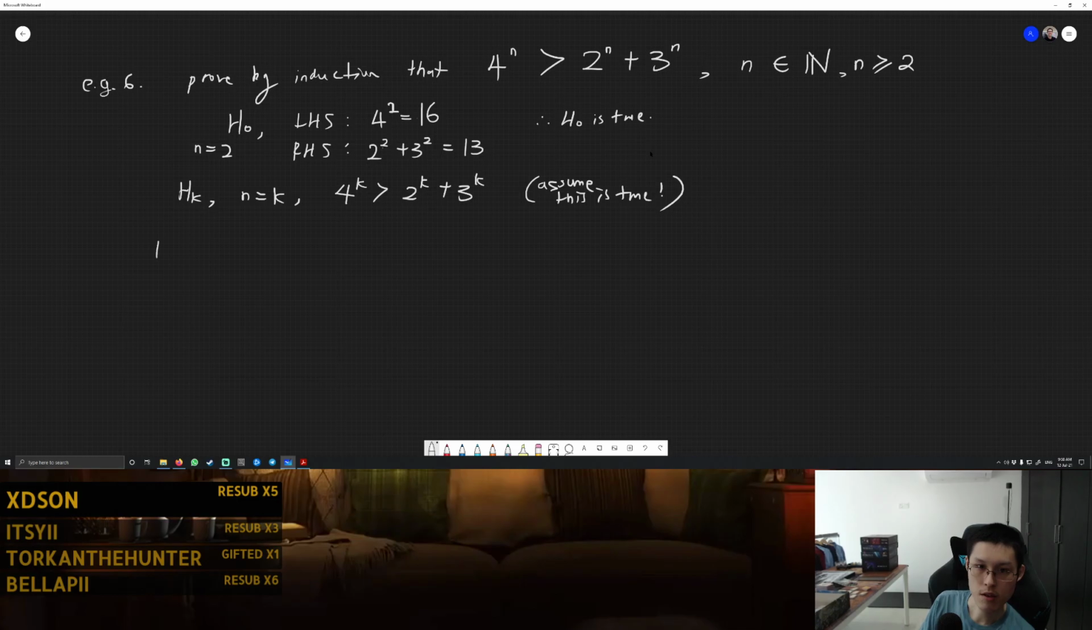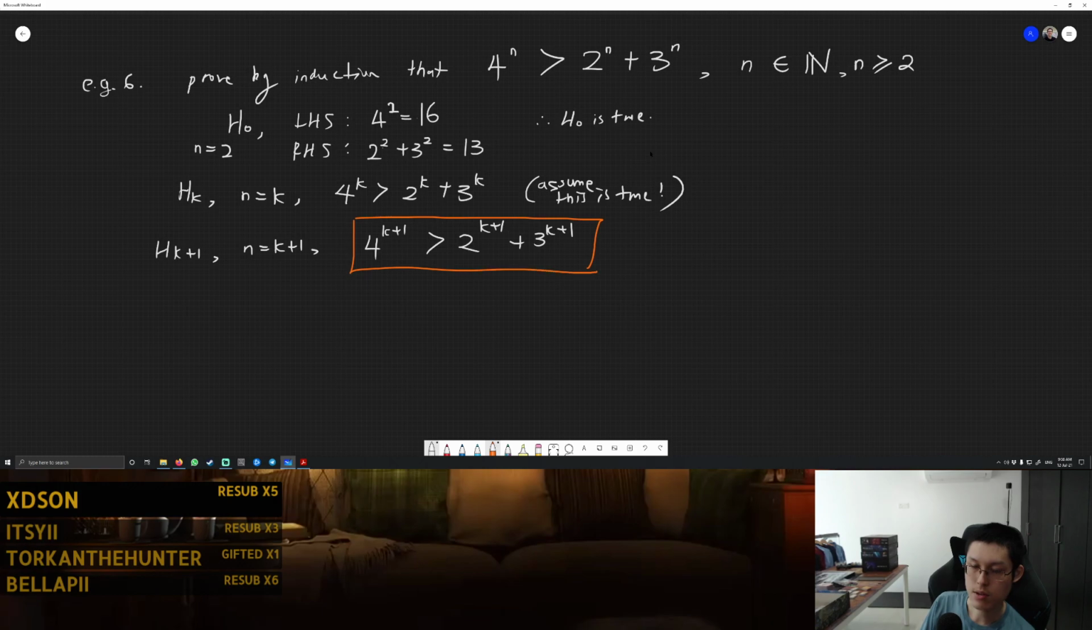All right, and then for h(k+1), when n equals k+1, we need to show that 4^(k+1) is greater than 2^(k+1) plus 3^(k+1). So this is our little objective here. And the way we go about doing that is by starting with what we know to be true, or what we assume to be true. We're going to start with this guy: 4^k greater than 2^k plus 3^k.